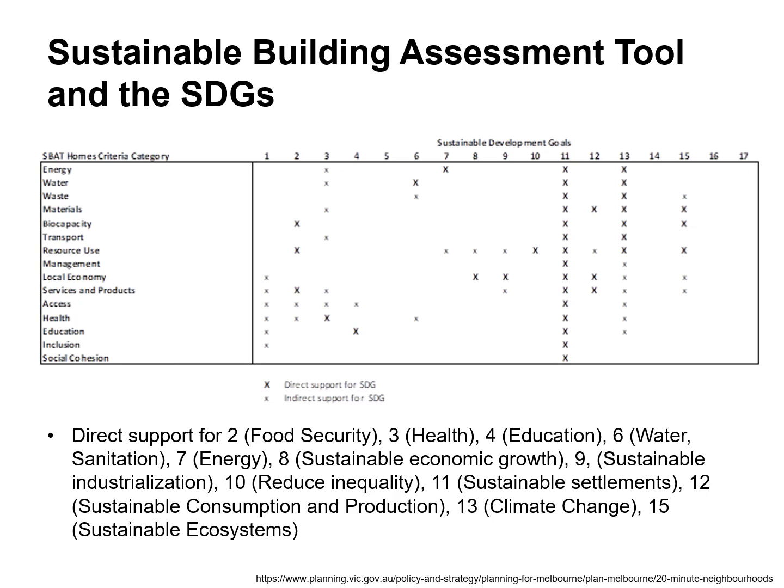We do the same for the Sustainable Building Assessment Tool, and you can see here again the matrix that shows the results. It shows that the SBAT provides direct support for food security, health, education, water and sanitation, energy, sustainable economic growth, sustainable industrialization, reducing inequality, sustainable settlements, sustainable consumption and production, and climate change and sustainable ecosystems.